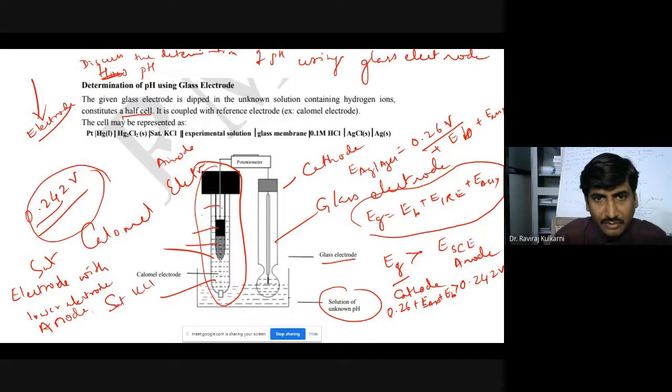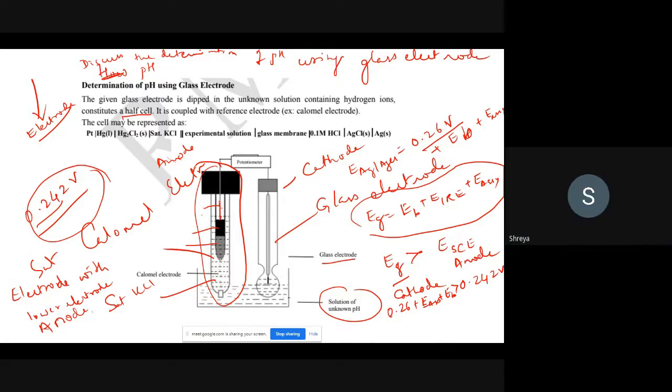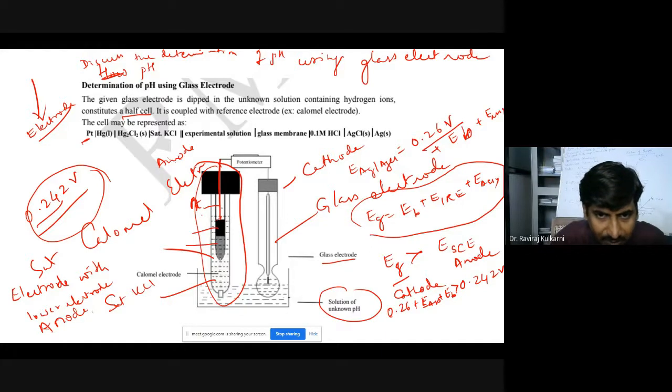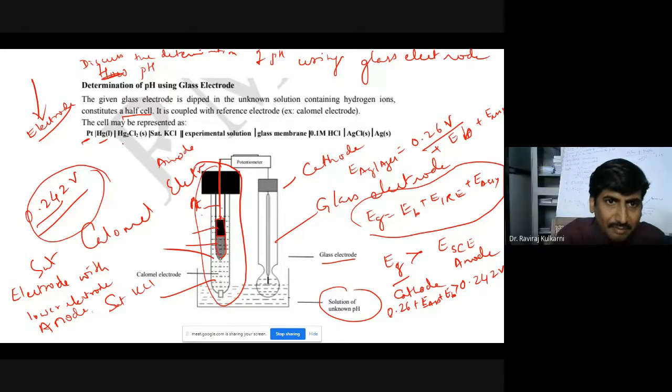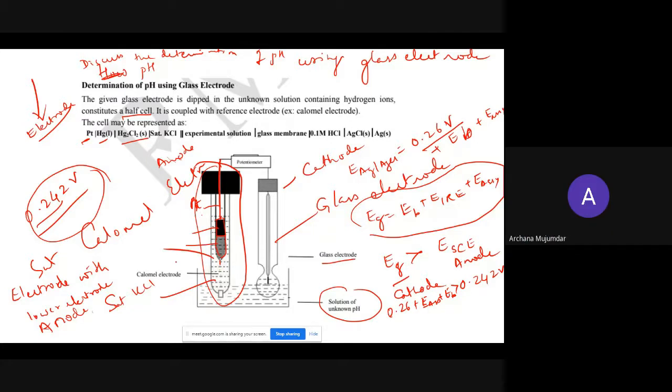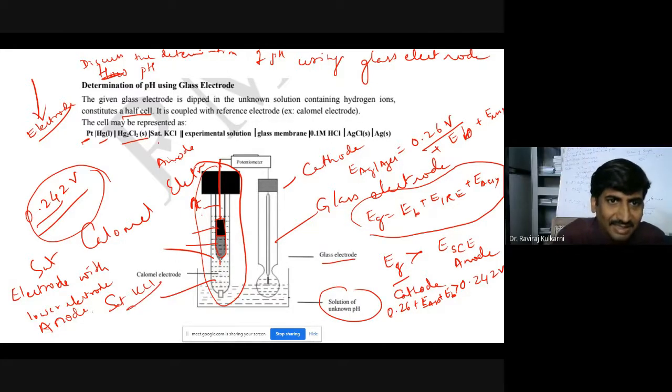Here you have to start with the anodic metal. What is the anode metal here? Calomel electrode. It contains what? Platinum wire. Platinum is in contact with what? Mercury, which is a liquid, and this is in contact with mercurous chloride, that is solid. Mercurous chloride, through this opening, is in contact with what? Saturated KCl.